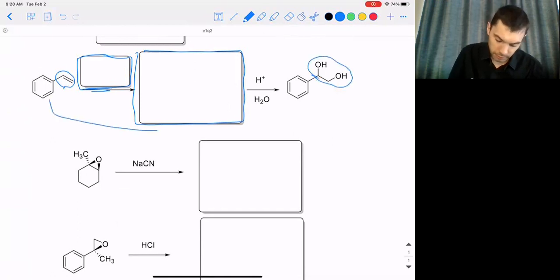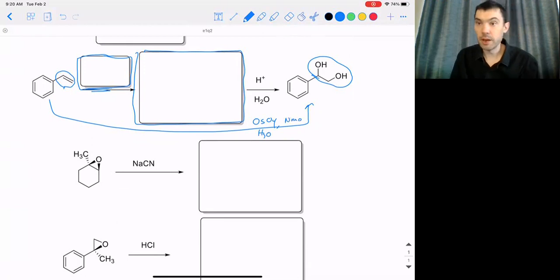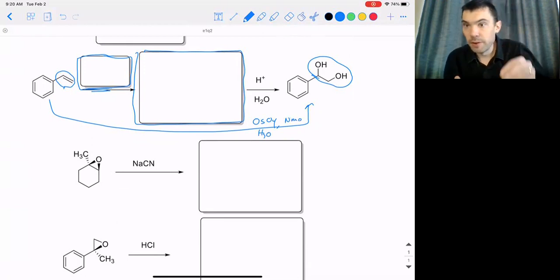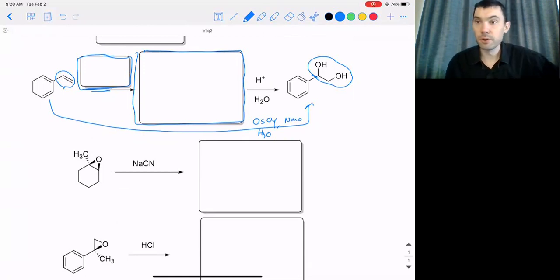Now, some of us might remember that there's a way to do this directly. So we could use OsO4 and do an osmium dihydroxylation in water. And if we want to be better for the environment, we could use a co-oxidant like N-methylmorpholine N-oxide and use a very small amount of osmium as the catalyst. So that's the so-called Upjohn dihydroxylation, if you prefer to go look that up real quick on Wikipedia.